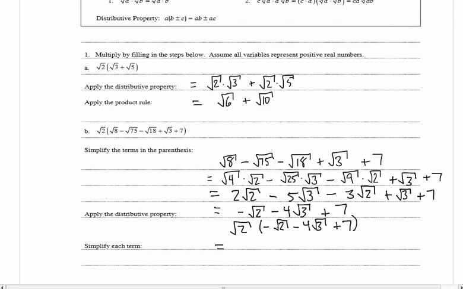The square root of 2 times negative square root of 2 is equal to negative square root of 4, minus square root of 2 times 4 square root of 3 is 4 square root of 6, and square root of 2 times 7 is 7 square root of 2. And now we want to simplify. And the only term that's going to simplify is our square root of 4. So the square root of 4 can be written as 2. So we have negative 2 minus 4 square root of 6 plus 7 square root of 2.